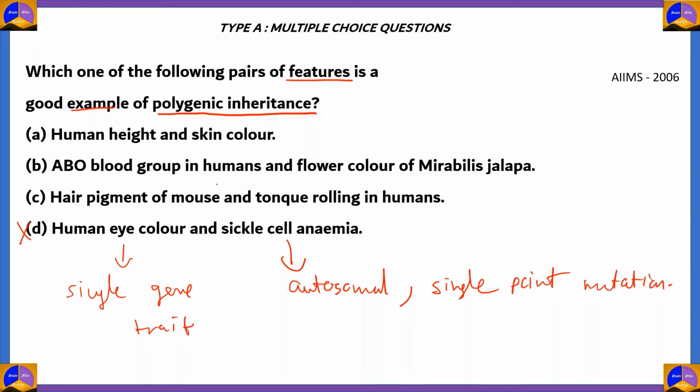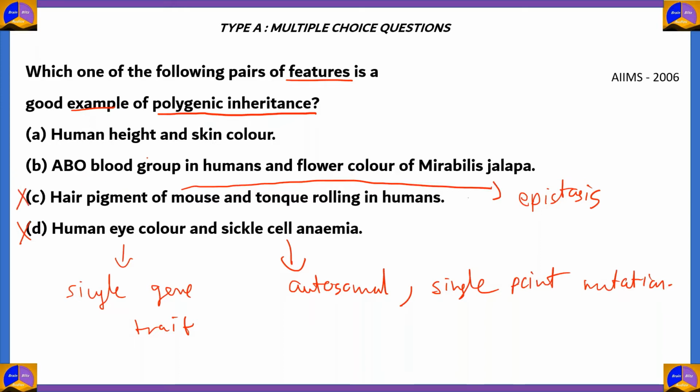What about option C? Hair pigment of mouse and tongue rolling in humans. So this is proved to be incorrect because hair pigment of mouse is a form of epistasis and not polygenic inheritance. Epistasis is when one of the dominant or recessive characters tries to have control over the other allele of the same character. So option C is incorrect.